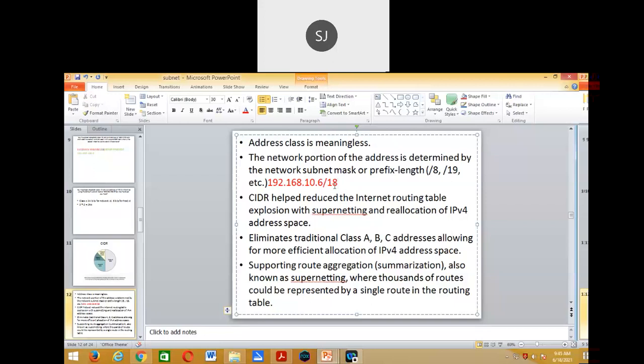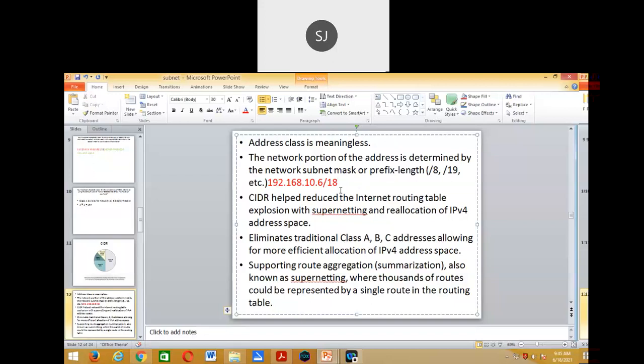So this notation you see everywhere nowadays, right? Slash 18, slash 19 like that. Any doubts in understanding this? This is what is classless interdomain routing notation, CIDR notation. Now there is no class. Actually 192 belongs to class C, but now there is no class at all. It is totally classless.